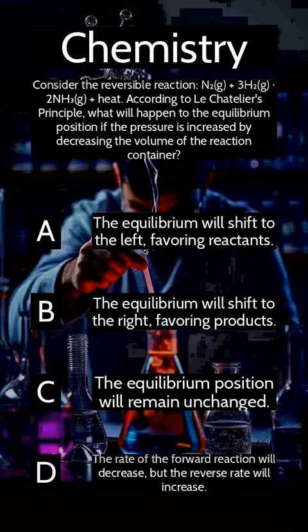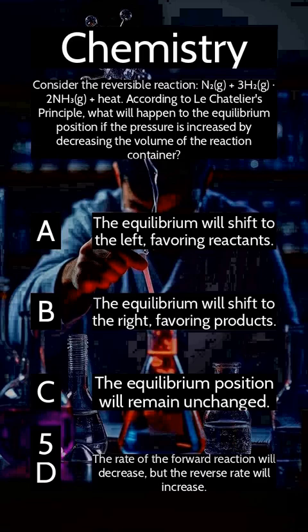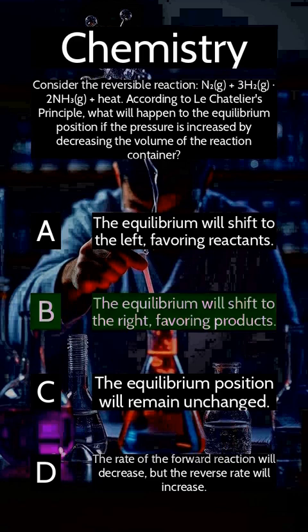Consider the reversible reaction N2(g) + 3H2(g) ⇌ 2NH3(g) + heat. According to Le Chatelier's principle, what will happen to the equilibrium position if the pressure is increased by decreasing the volume of the reaction container? Answer B. The equilibrium will shift to the right, favoring products.